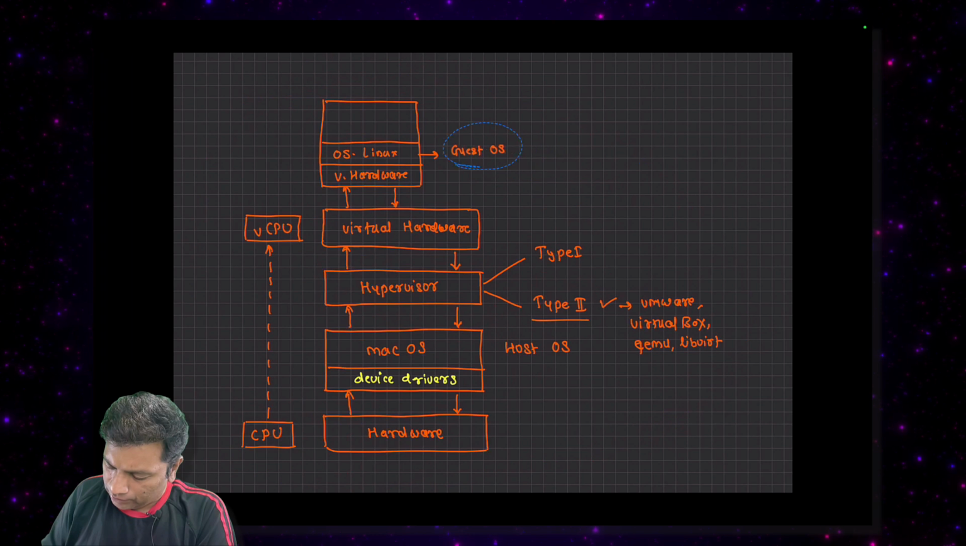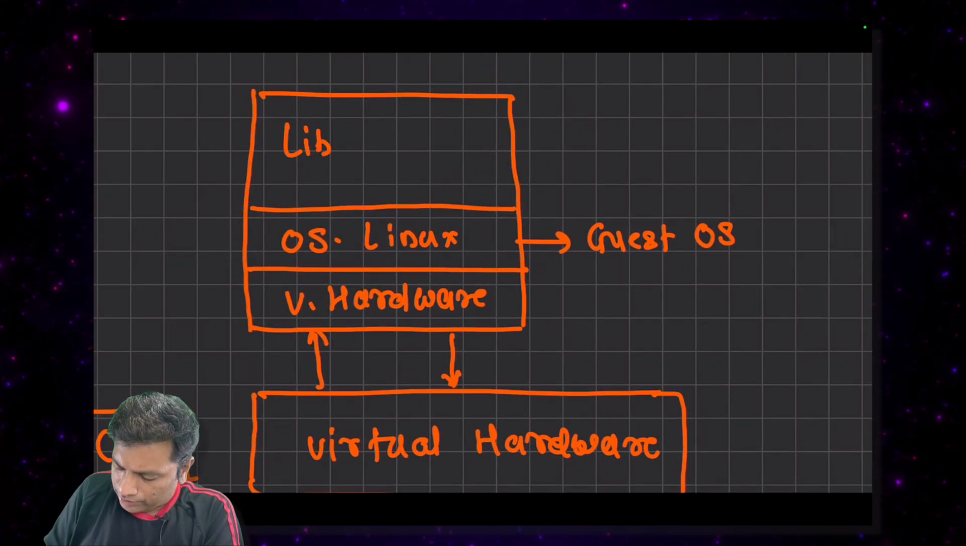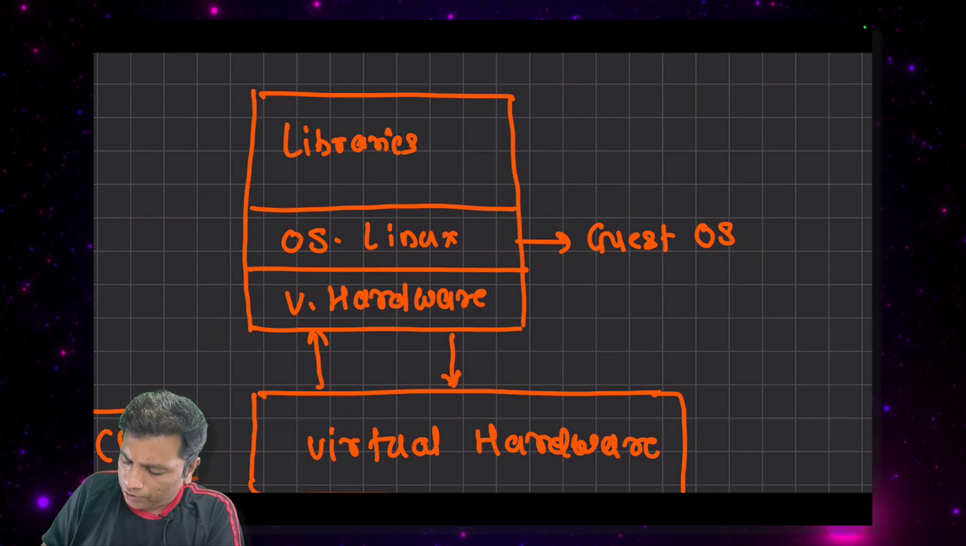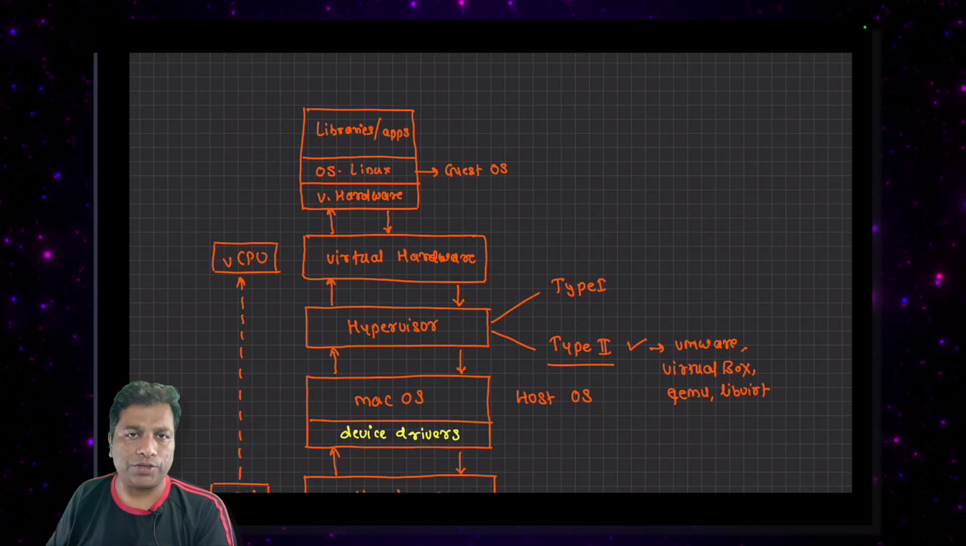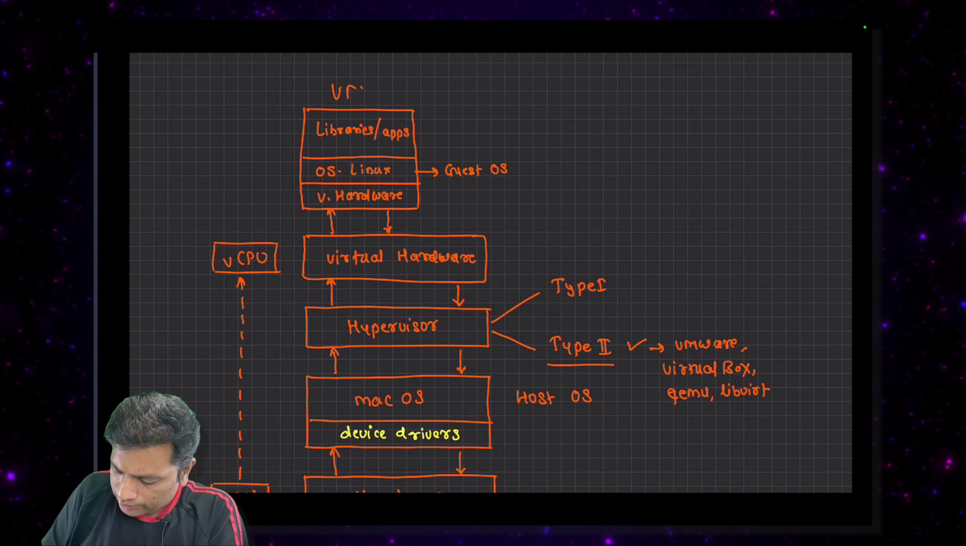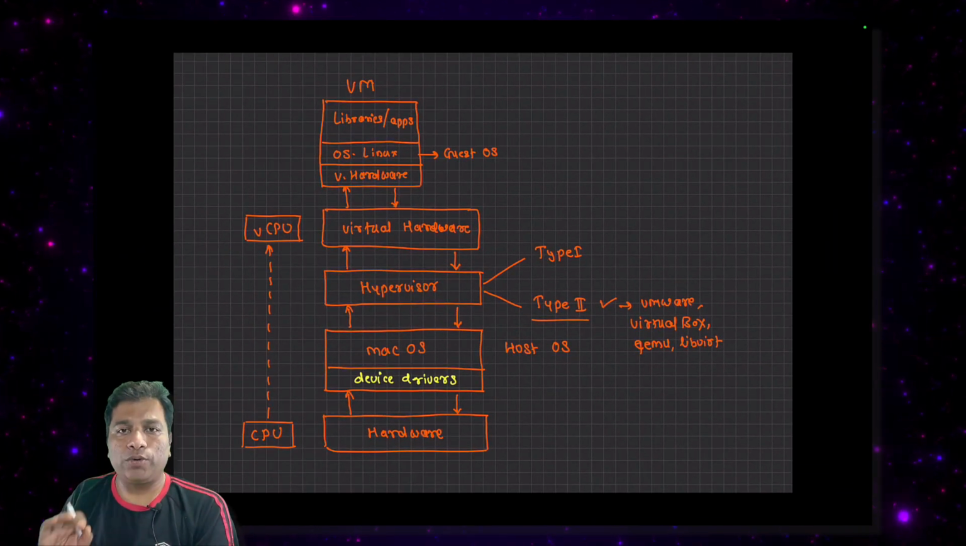Now on top of this, you are going to install all the required libraries, or you can say frameworks, or your applications, and so on and so forth, whatever that you want that virtual machine to use for. This is called as the virtual machine. So this is generally known as type 2 virtualization.